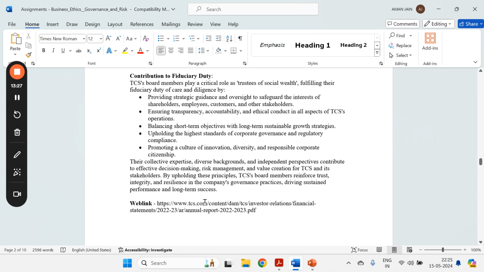And lastly, the web link, tcs.com, where you can get the annual report of 2022-23, because it is clearly asked in the question. We need to choose this particular financial year, not any other year, 23-24 or maybe 2021, right? So make sure you mention the right context as asked in the question.